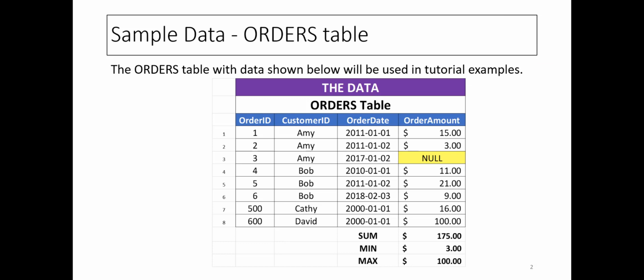The orders table with data shown below will be used in tutorial examples. The orders table has 4 columns: order ID, customer ID, order date, and order amount. It has 4 customers: Amy, Bob, Kathy, and David. Now, this is not the best example of a relational table, but it'll serve our purpose. Note that the order amount for order ID 3 is null, meaning that no value is specified for that order amount.